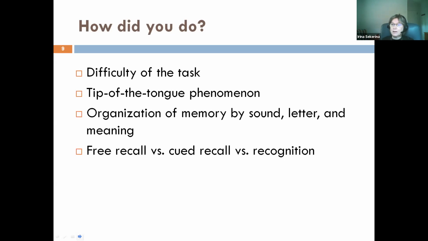Versus cued recall, when somebody says, okay, my original question was name the 7 dwarfs. Cued recall would be, okay, there is a dwarf whose name starts with a B, and it's a long name. Well, that's a cue. It may help you. Versus the easiest one, which is recognition, when the correct answers are embedded in a number of other potential answers.